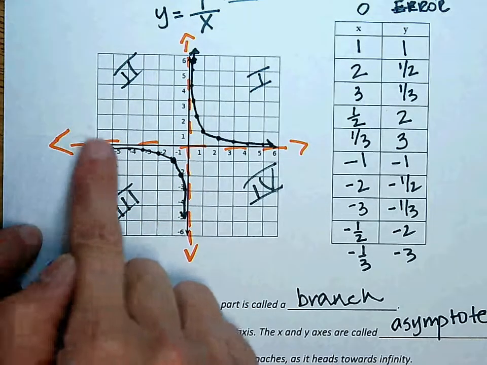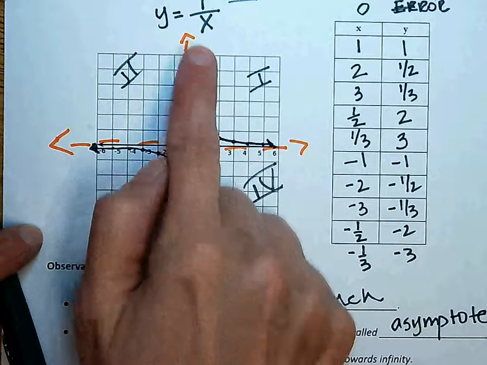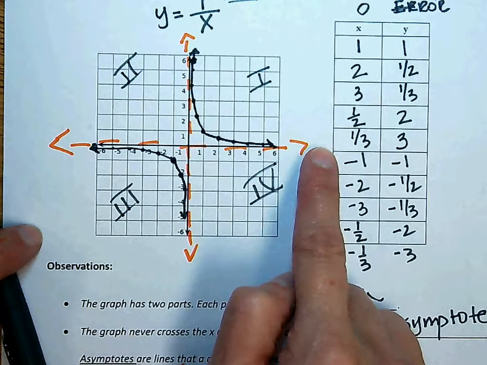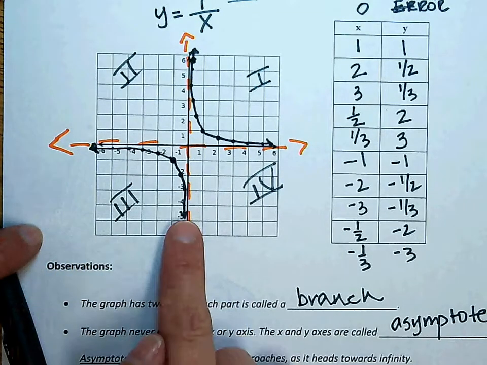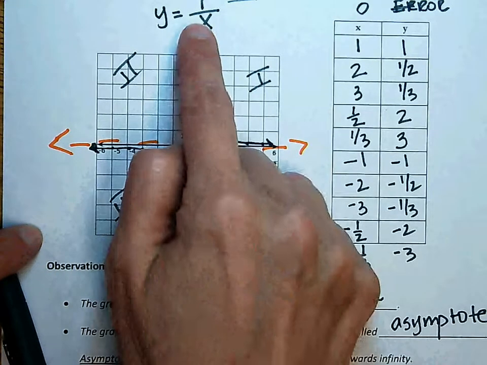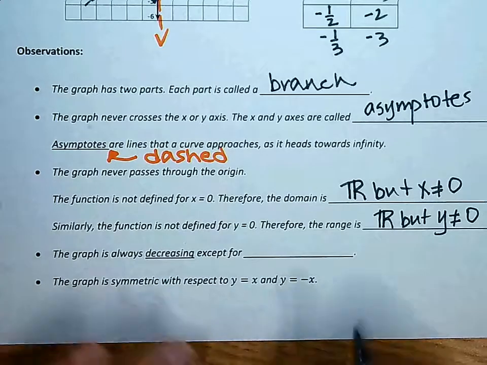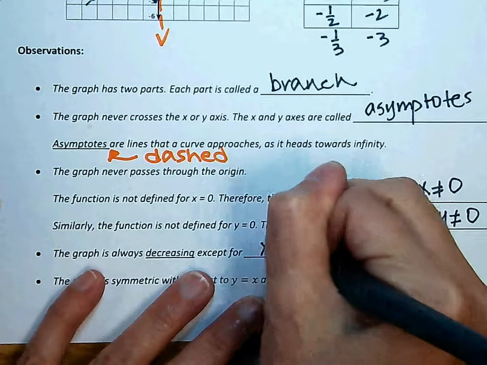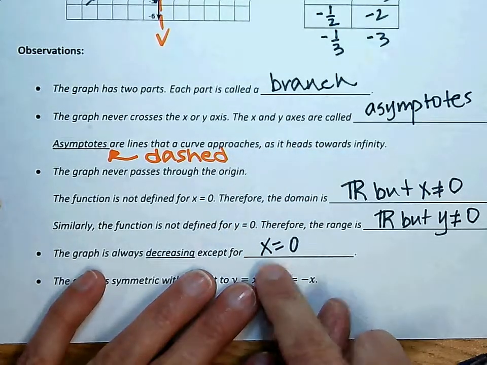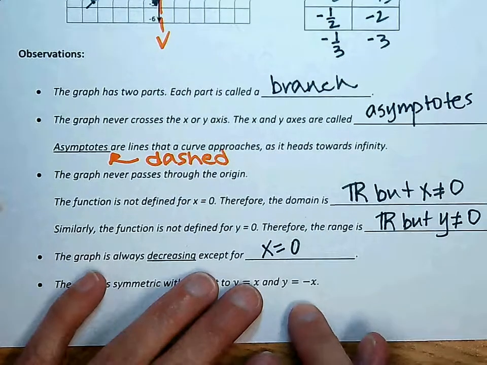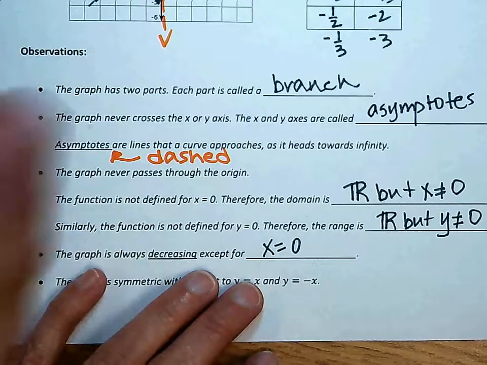So it's moving down. Freak out. Jump up. Moving down. Okay? Moving down. Freak out. Jump up. Moving down. Okay? So it is decreasing except for what? Right now, this one is just for X equals 0 because that's where it's not defined. So the freak out is where it's not defined.